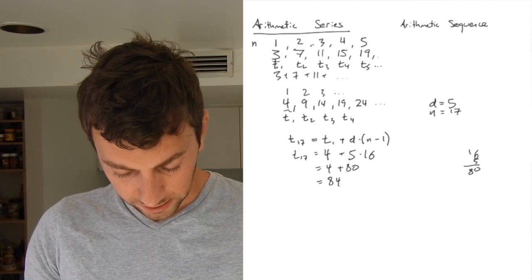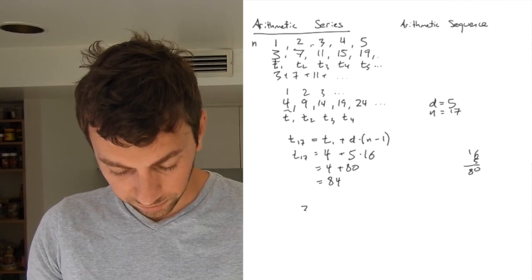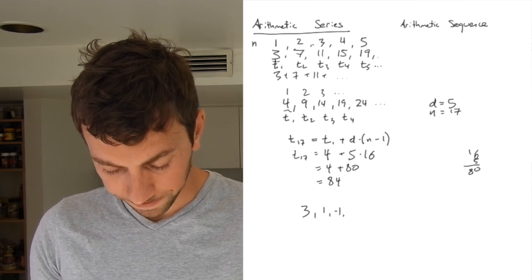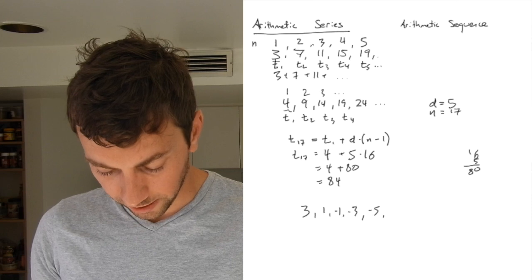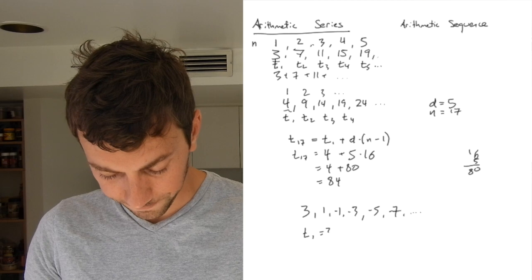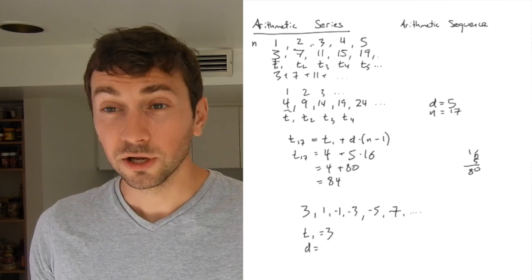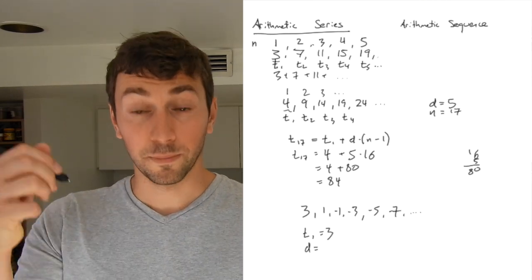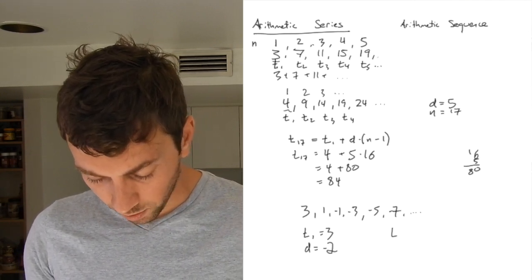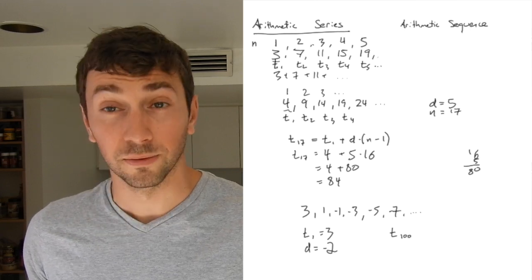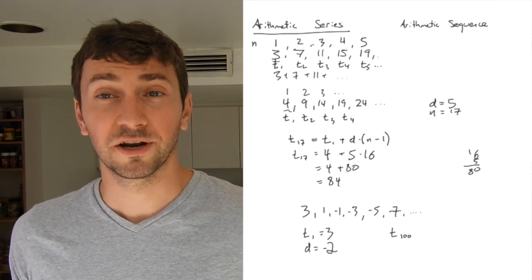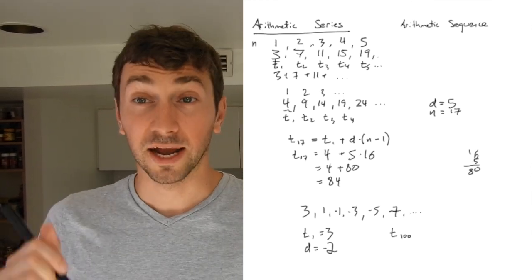So if I had, you can go backwards actually, 3 and 1, negative 1, negative 3, negative 5, negative 7, and so on. So the first term, T1, is 3, and D, the difference, is negative 2. Each time going backwards 2. So say I wanted to know the 100th term. Now that would take a long time to figure out if I just kept minusing 2, but I can just use this formula.